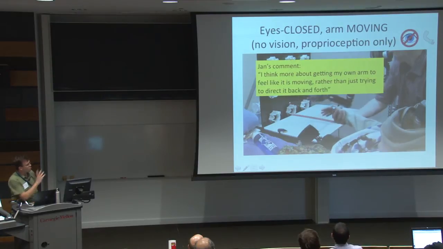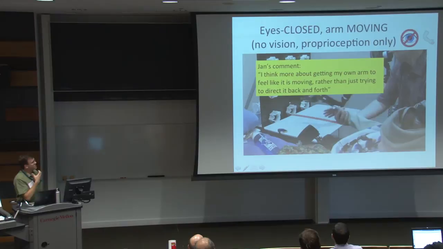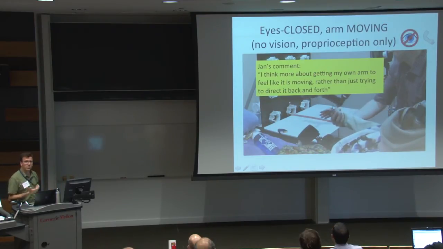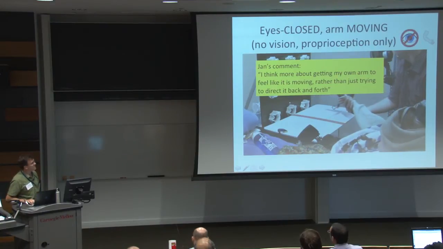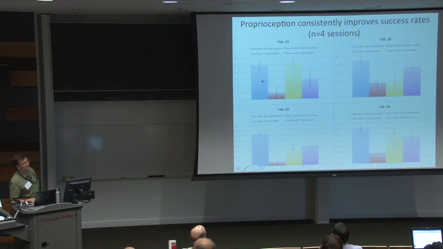One of the comments that we thought was interesting is that Jan mentioned that she thinks more about getting her own arm to move when she's doing the task this way than thinking about the prosthesis. So clearly indicating that she's embodying the prosthesis more in this case. And then here's just some data that shows that the purple bars are nearly as big as the blue bars, which is good.